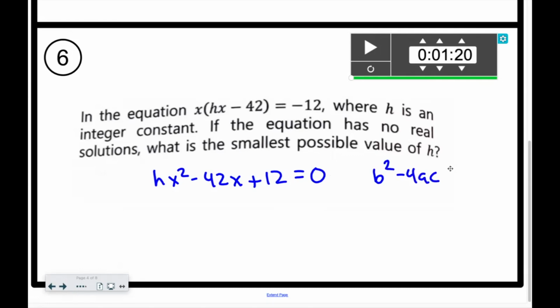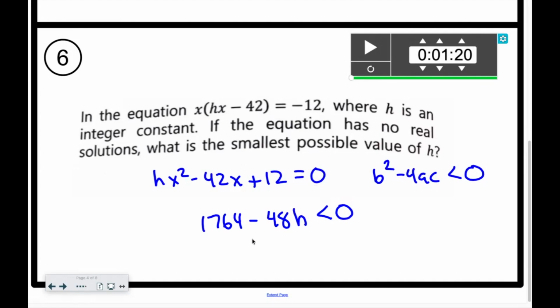And if there's no real solutions, I know that's less than 0 because that's what sits under the radical, and I can't take the square root of a negative and get real solutions. So I know this has to be true. So I'm going to actually do that. So b is -42, so I'm going to do 42 squared, and I'm going to get 1764 minus 4 times a times c. Well, a is h and c is 12. So I get minus 48h is less than 0.